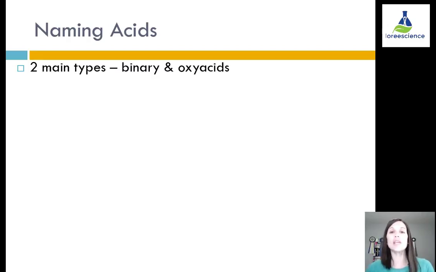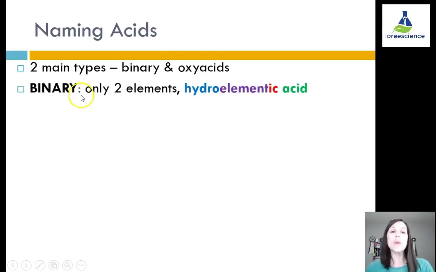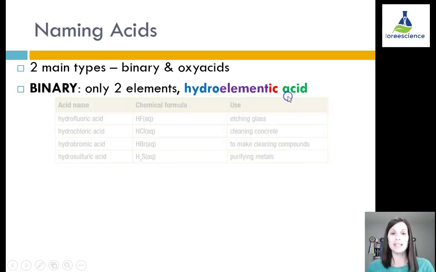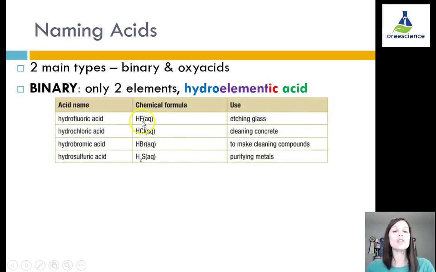So how do we name them? There are two major classifications of acids: binary acids and oxyacids. Binary means that it contains hydrogen and one other element, and oxyacid implies that there is oxygen. If we look at binary, you would add the beginning, hydro, plus the name of the element it's combined with, changing the ending to ic, and then acid. So for example, if we had hydrogen and fluorine, we would call it hydrofluoric acid. If we had hydrogen and sulfur, we would call it hydrosulfuric acid.